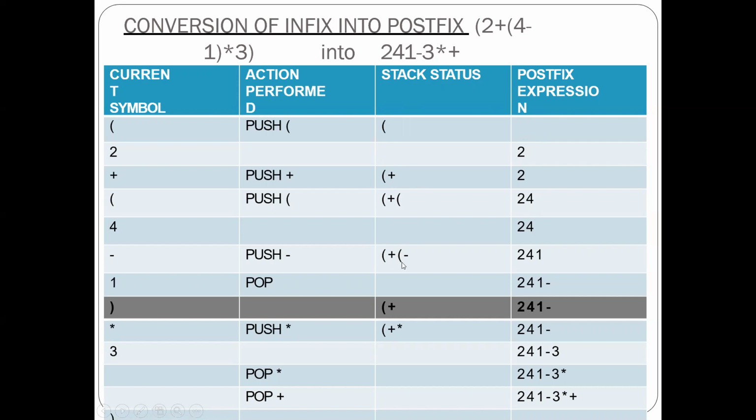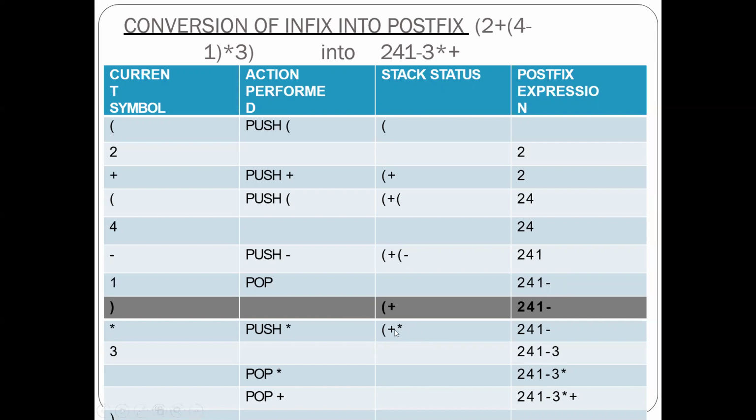Next is the minus operator. As there is an opening parenthesis on the stack, I'm directly pushing this minus onto the stack. Then the 1 is there, so it goes into the postfix expression. Then the closing bracket comes. Whenever a closing bracket comes, whatever operators are present on the stack till the opening, we have to delete and pass to the postfix expression. So I'm deleting this minus and assigning it into the postfix expression. Next is the multiplication, so I'm pushing it directly onto the stack. Next is the 3, so it goes into the postfix expression. Now the closing comes here.